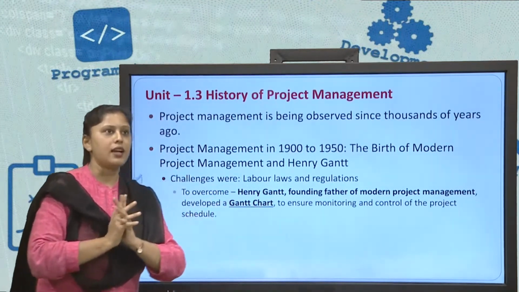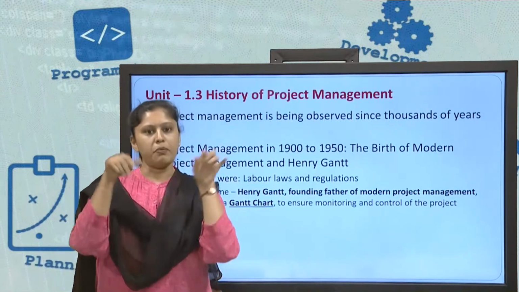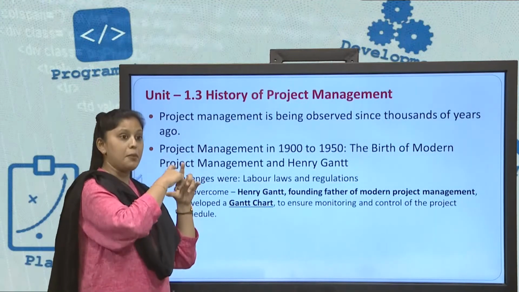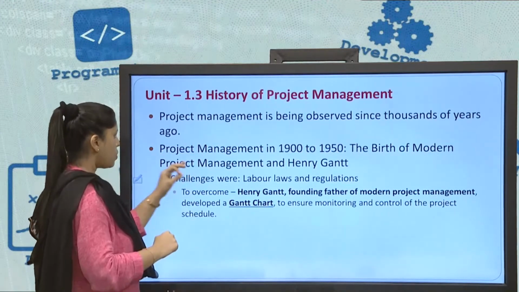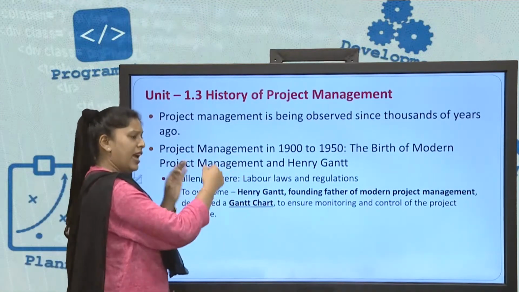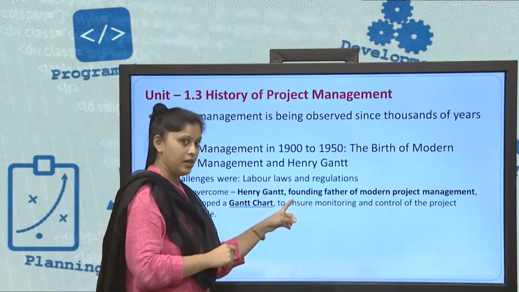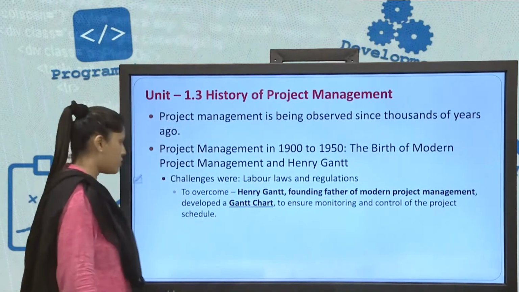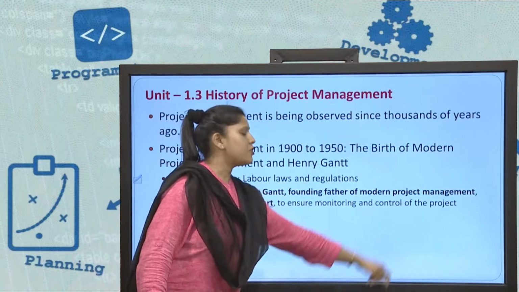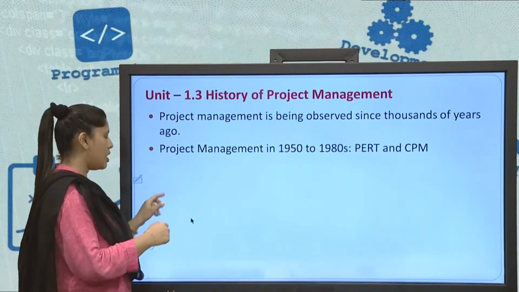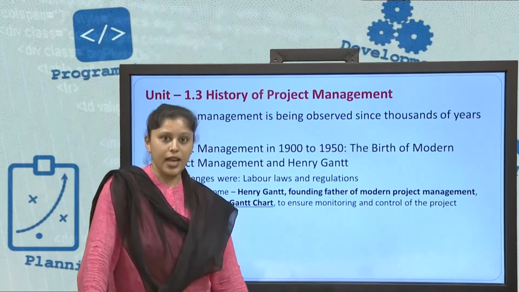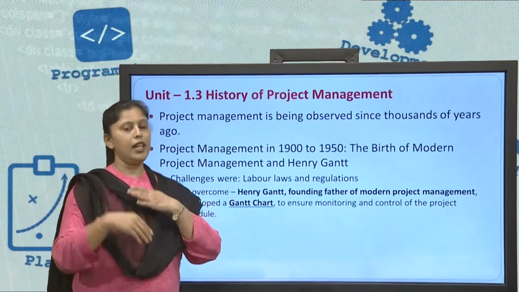Now what is a Gantt chart? A Gantt chart is a timeline chart. It is a bar chart that shows the timeline of your project. So in 1900 to 1950, the birth of modern project management, Henry Gantt, the founding father of modern project management, developed the Gantt chart to ensure monitoring and control of the project schedule. So he was the one who monitored and controlled the project schedule with the help of bar charts.